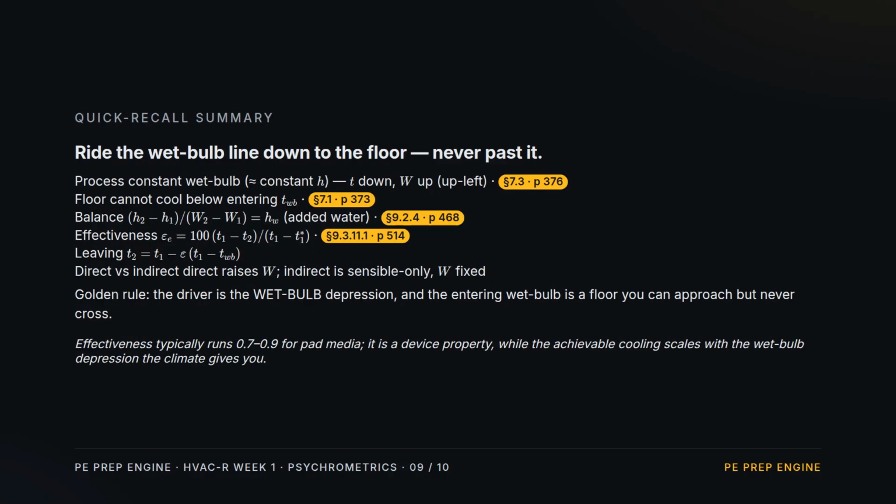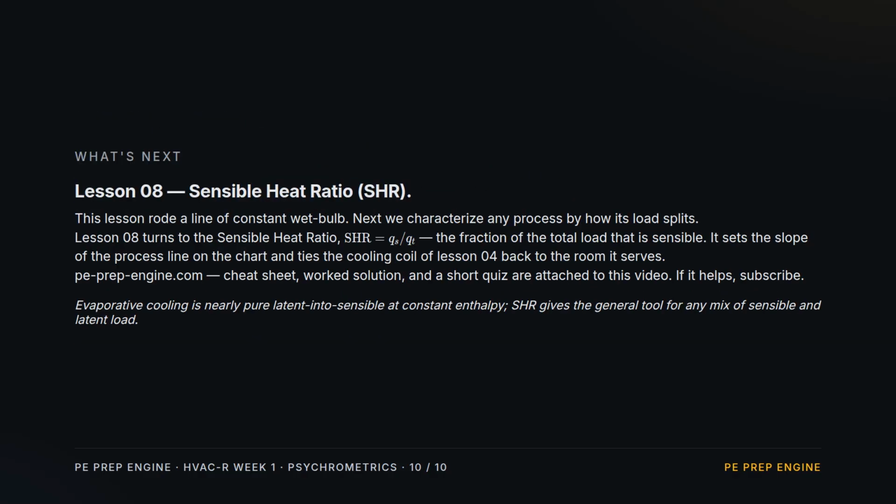Quick recall. Direct evaporative cooling rides the constant wet bulb line. Dry bulb down, humidity ratio up, nearly constant enthalpy. Effectiveness is the actual drop over the wet bulb depression, and the leaving dry bulb is the entering minus effectiveness times that depression. Direct raises humidity ratio, indirect leaves it fixed. Golden rule. The driver is the wet bulb depression, and the entering wet bulb is a floor you can approach but never cross.